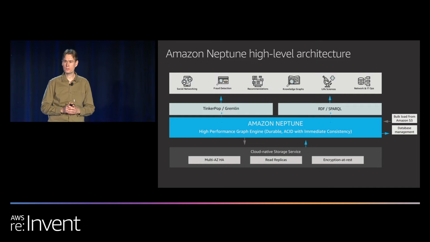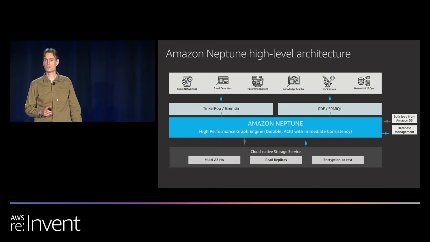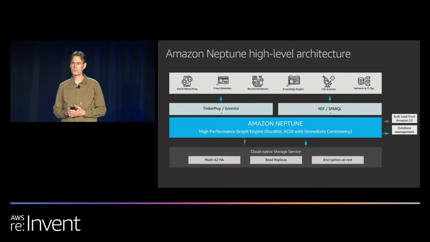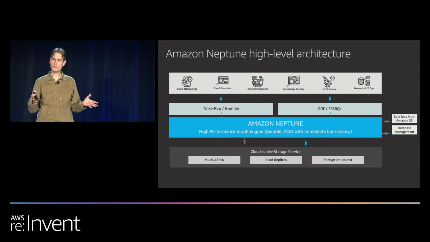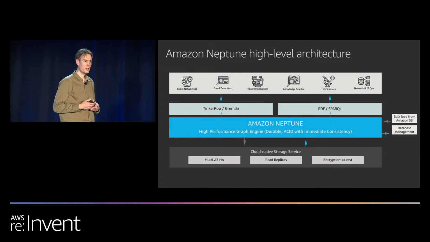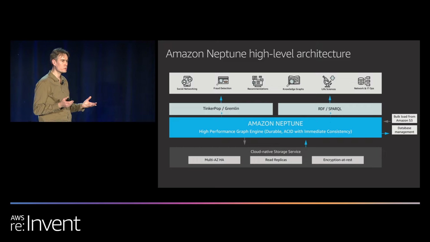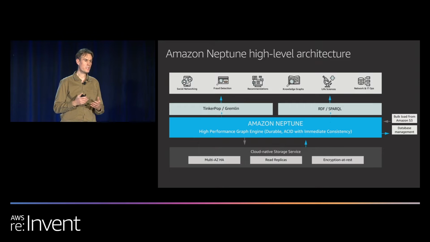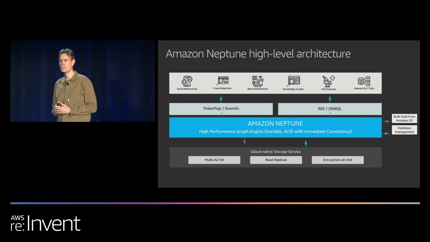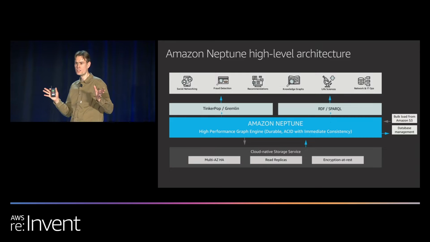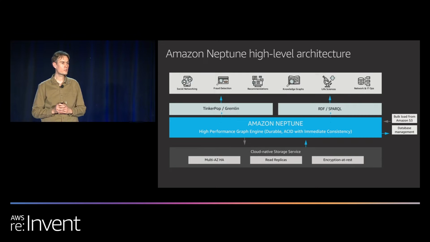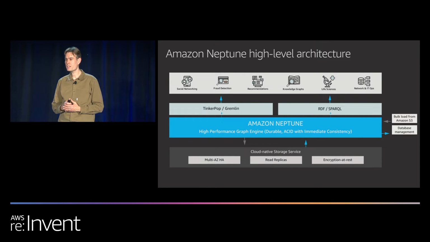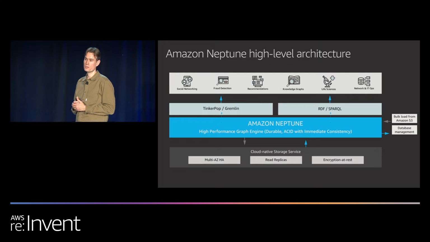But the heart of Neptune is this blue rectangle. It's a purpose-built storage engine that's optimized for graph traversals and is durable and ACID and provides immediate consistency. It rides on top of a cloud-native storage service that was originally developed for other databases at AWS, and that Neptune is using for durability, read replication, and its enterprise features. In addition to the open source and standard graph models, we also support other interfaces that are really useful for managing your database or building applications with your graph.